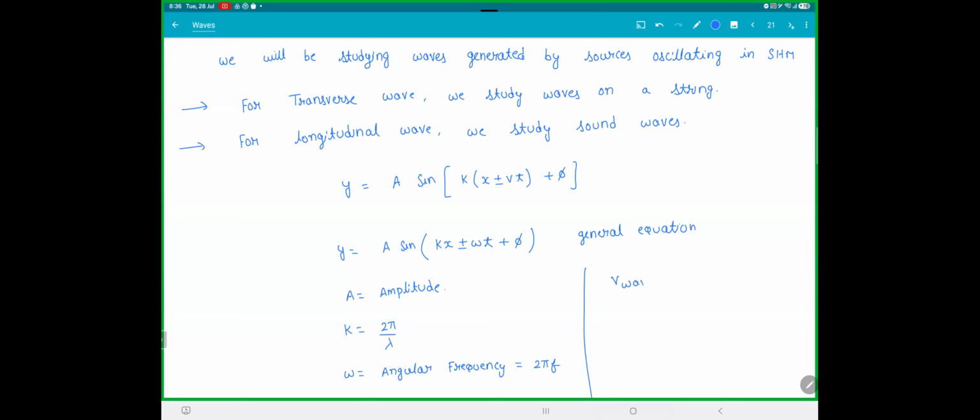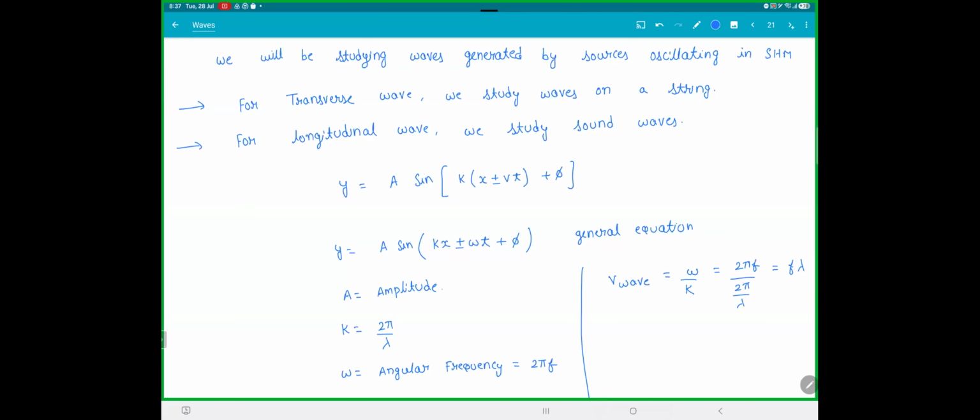In this, what is v wave? Coefficient of time by coefficient of x, omega by k. And omega was 2 pi f, and k is 2 pi by lambda. From there, we get f lambda. This is what you studied in chemistry, if you remember. Speed of light is frequency into wavelength. It is actually derived from here. So v wave is f lambda. This phi is called phase angle. And lambda is your wavelength. So these are all the terms.